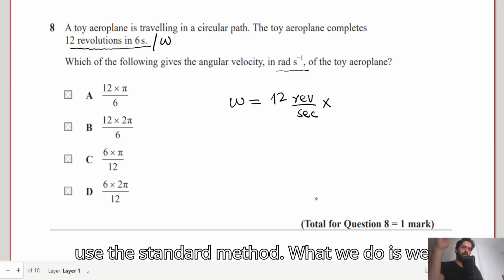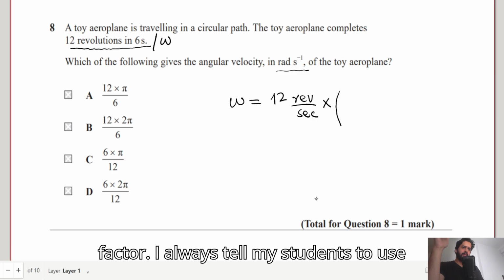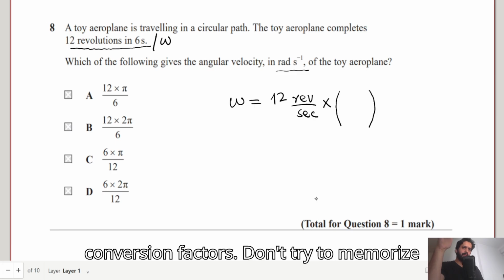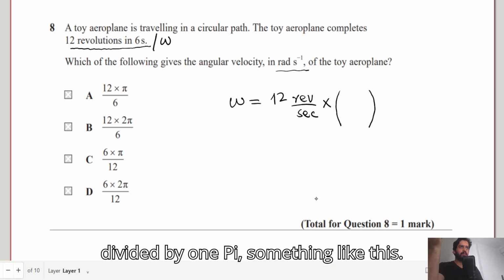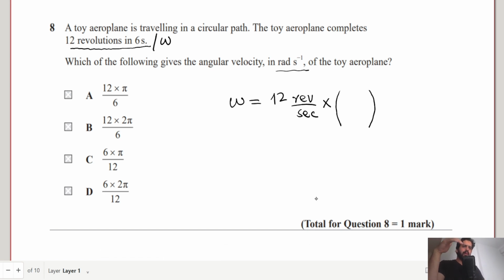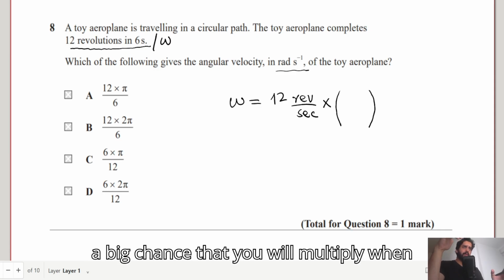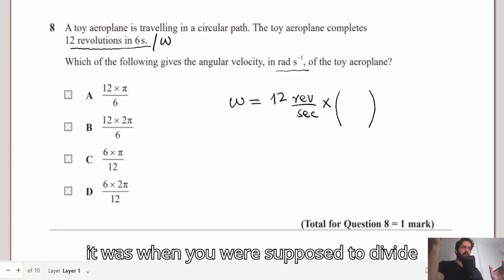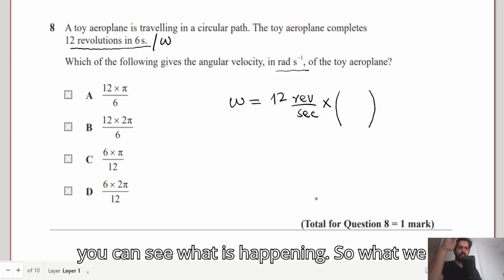Now I have explained how to convert units multiple times, but again, I will use the standard method. What we do is we will multiply any unit with a conversion factor. I always tell my students to use conversion factors. Don't try to memorize this like it's divided by 2 pi or it's divided by 1 pi, something like this. Because under pressure in exam, there is a big chance that you will multiply when you were supposed to divide. So always use a conversion factor so that you can see what is happening.